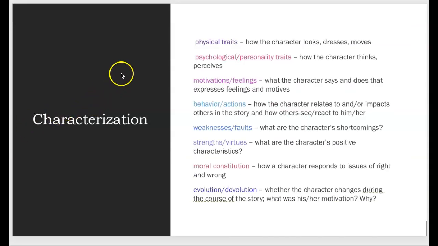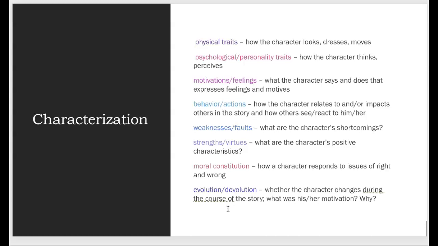Some ways of characterizing a character, or providing characterization: physical traits, psychological or personality traits, motivations and feelings, behaviors and actions, weaknesses and faults. And I do want to look at the moral constitution, and how a character responds to issues, as well as the evolution or devolution. I think I'm saying that right. Devolution, evolution, however you want to say it. How the character changes during the course of the story, and of course that's due to the conflict.